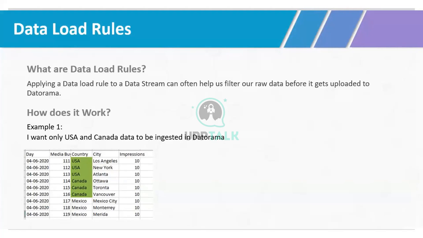A data load rule is nothing but it helps us filter our raw data before it gets uploaded to Datorama. We have talked about it, right? If we have data from 5 or 6 agencies and we are interested in 2 agencies' data, or we have entire worldwide data and we are interested in only the US and Canada, we need to filter it out. And as a first step, can't we filter when the data is in? Definitely we can, but why do we do it at the first?